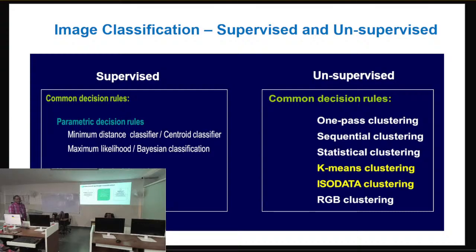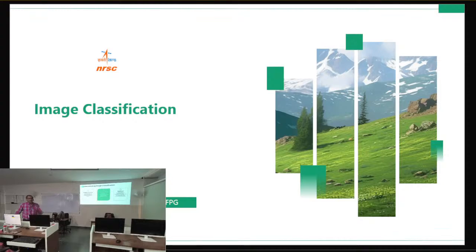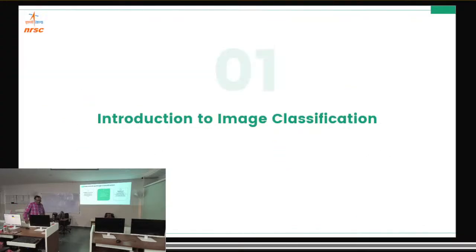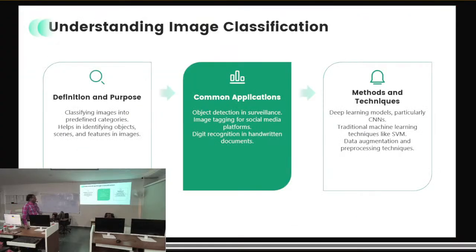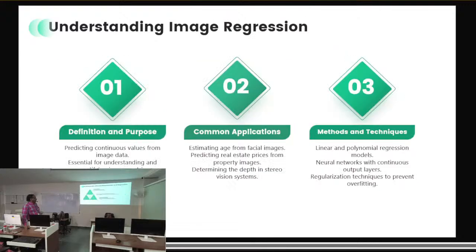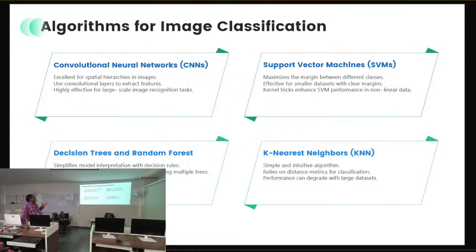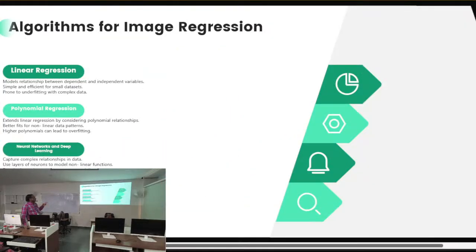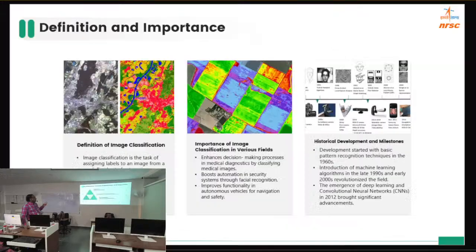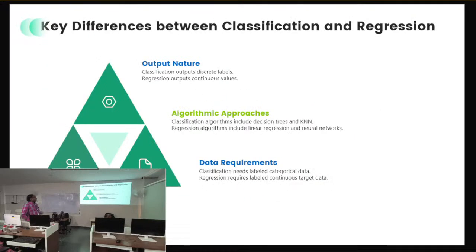Classifying the image into predefined categories is what we broadly call classification, and also identifying the objects and features in the image. And there will be various steps of the applications. And then another very important thing we will come across is the key differences between classification and regression.